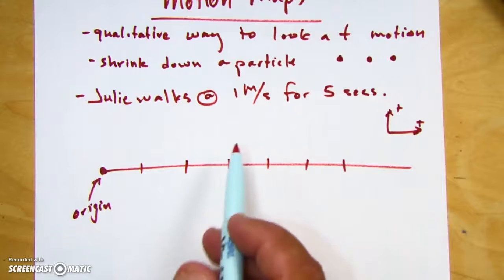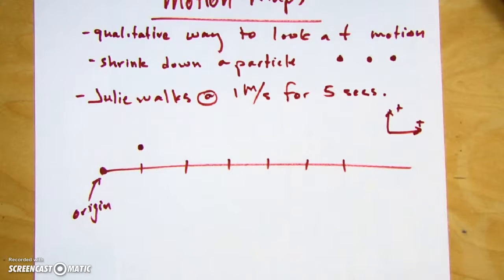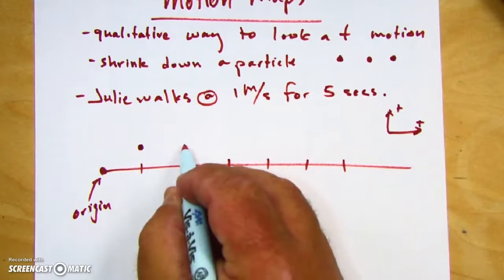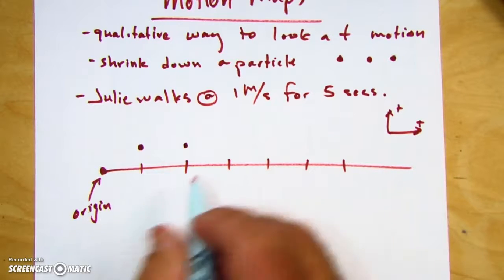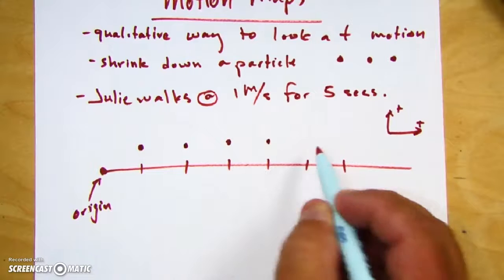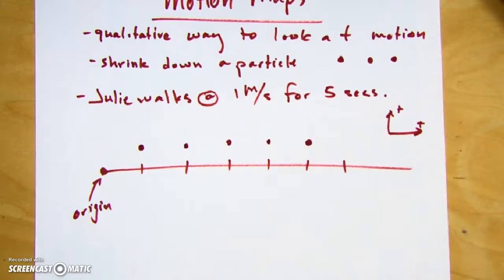So 1 second later, she's going to have moved 1 meter. So she's going to be right there. Another second later, she's going to move another meter, and she's going to be right there. A third second, she's going to be right there. A fourth second, right there. And a fifth second, right there. Now, this is almost like taking a picture of her with a strobe light, where I'm only worried about where she's at particular times.